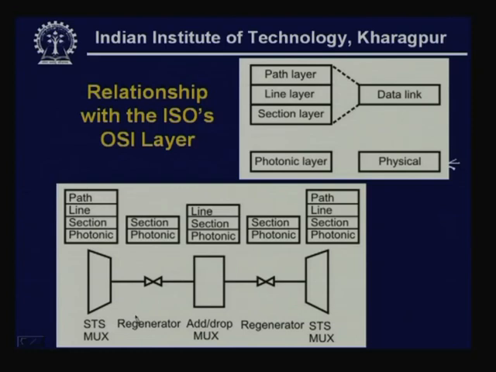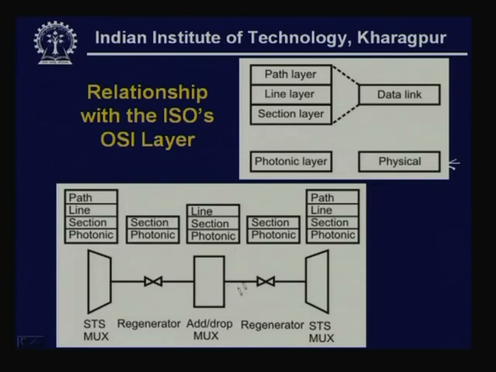And here, as we can see, the functionality incorporated in different devices of the SONET system is shown. The STS multiplexers are provided with the functionality of path, line, section and photonic layer, all the 4 layers. On the other hand, the regenerators are provided with only the functionality of 2 layers, photonic and section layer. Since it has the functionality of photonic and section layer, that is why we say that regenerators belong to both physical as well as data link layer.